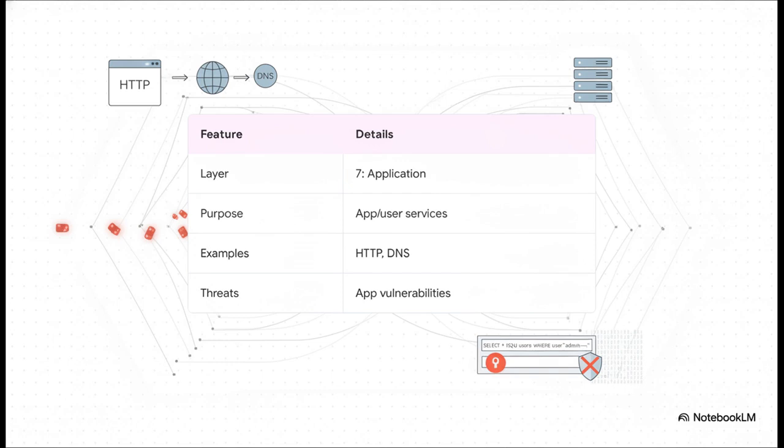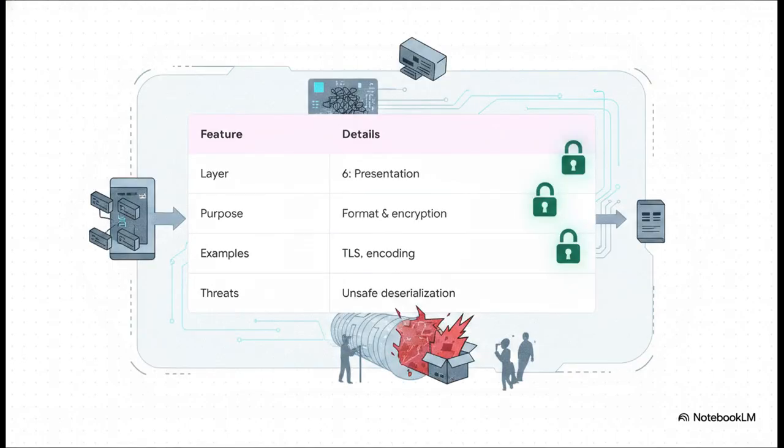The major cybersecurity threats here revolve around application vulnerabilities. A classic, really dangerous example is bad input validation. This is when an attacker types a malicious database command into a simple login box, just crossing their fingers that the application will blindly execute it. Moving one step down, we hit Layer 6, the presentation layer. If Layer 7 is the conversation, think of Layer 6 as the translator. Its purpose is to make sure the data is in a readable format.